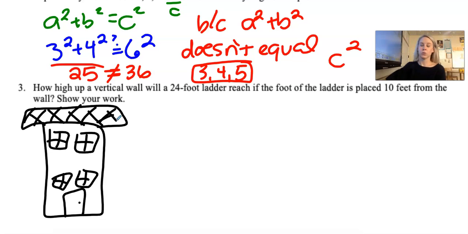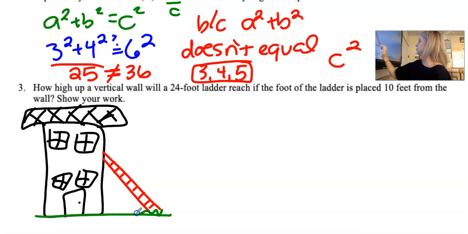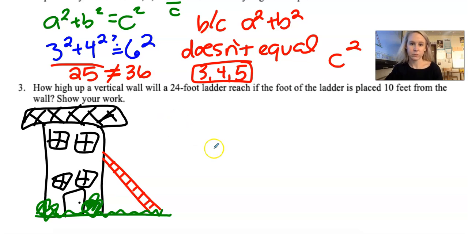How far up a wall will a ladder reach? So notice you put ladders diagonally. So I'm going to draw a ladder. Hopefully you never have to clean gutters. It's not fun. And then we'll do some green grass. Drop some bushes in front of the house. Make it pretty. Okay. So I know my ladder is 24 feet long.